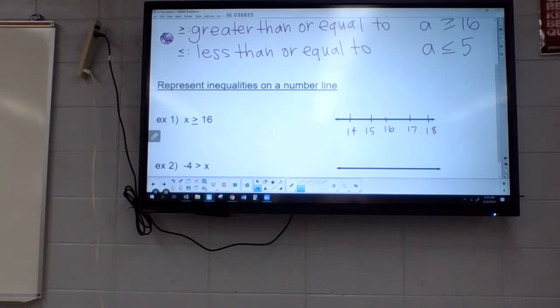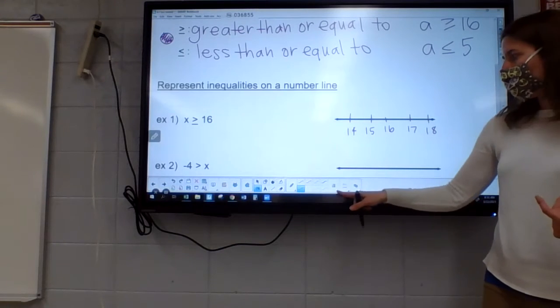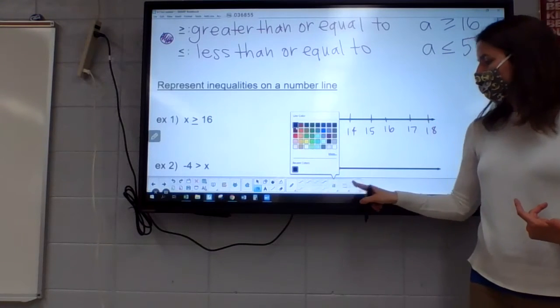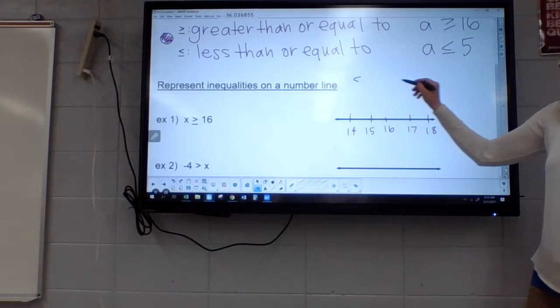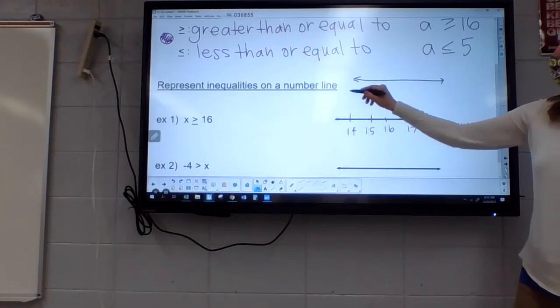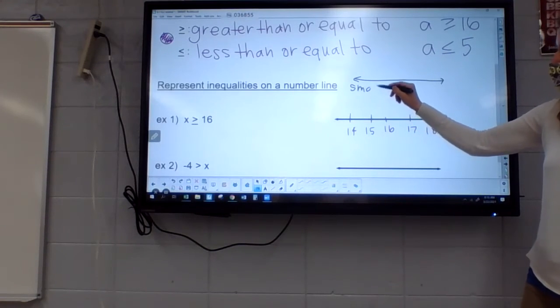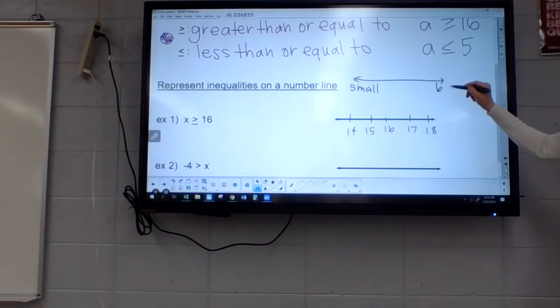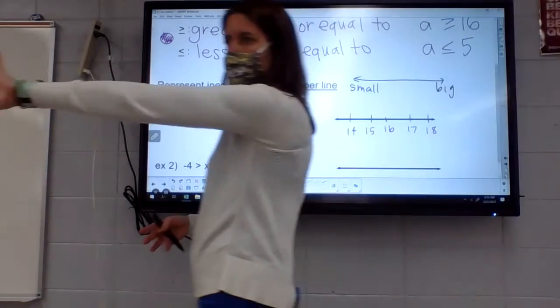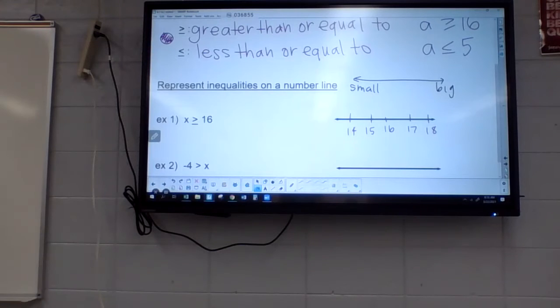One of the huge mistakes I see students make with these number lines is they don't go smallest to largest. So on a number line, this should be smaller, this should be bigger. That might sound silly, but I almost always have students get that confused and flip it around or think it doesn't matter, but it does. So small is to the left, bigger is to the right.